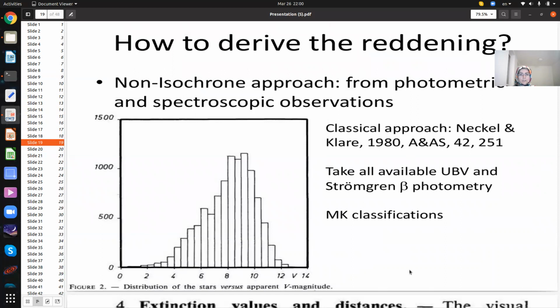And how to derive reddening without isochrone? Without isochrone, we need photometry and classification. If we know the spectral type or temperature and color, then we look up the tables and compare with the mean color of the spectral type. The difference between the color which we observe of the star and the color in the table, where the table is from a model of a stellar atmosphere, is the reddening.